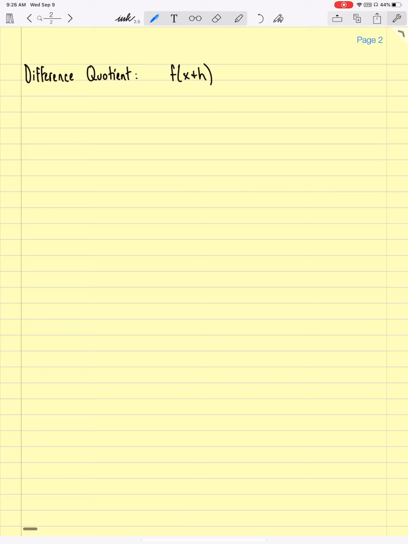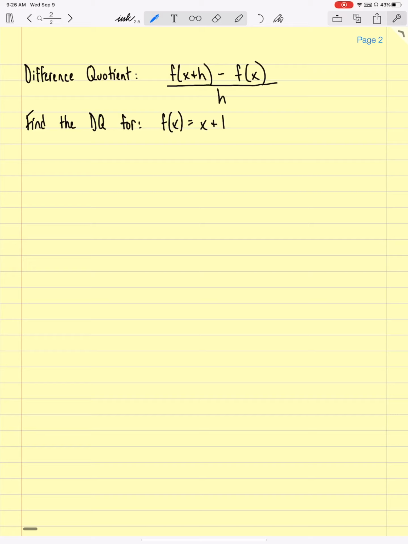It's f of x plus h minus f of x, all over h. So I'm going to do this in parts just to show what's happening. But you can do this all in one step. So if a problem says find the difference quotient, abbreviated to DQ, for, let's choose a problem like f of x equals x plus 1.